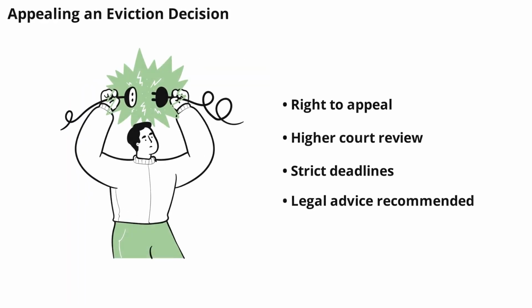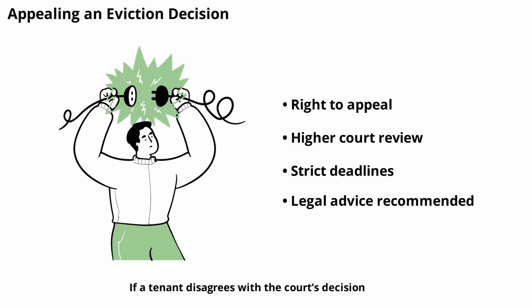If a tenant disagrees with the court's decision, they may have the right to appeal. The appeals process allows a higher court to review the case for legal errors. However, appeals must be filed quickly and usually require specific legal grounds. During the appeal, the tenant may be allowed to stay in the property, but this depends on local laws and the court's decision. It's important to seek legal advice if considering an appeal.